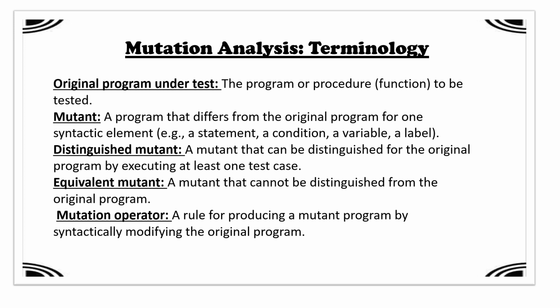Distinguished mutant: a mutant that can be distinguished from the original program by executing at least one test case. Equivalent mutant: a mutant that cannot be distinguished from the original program. Mutation operator: a rule for producing a mutant program by syntactically modifying the original program.